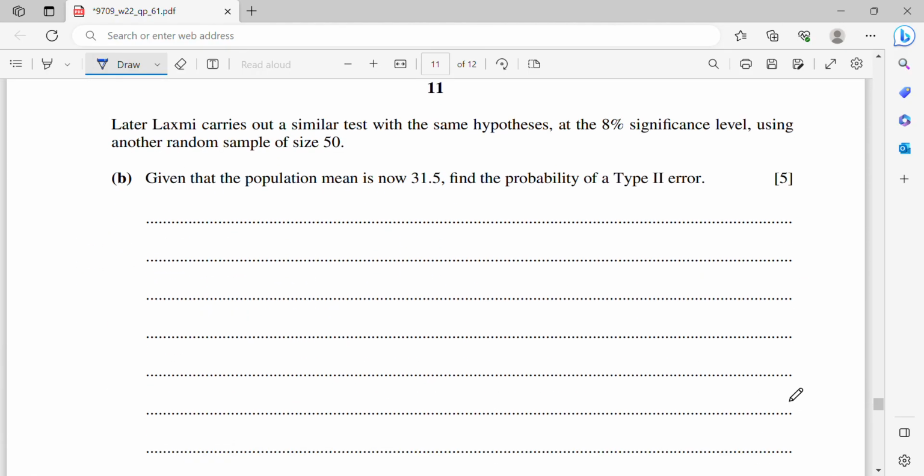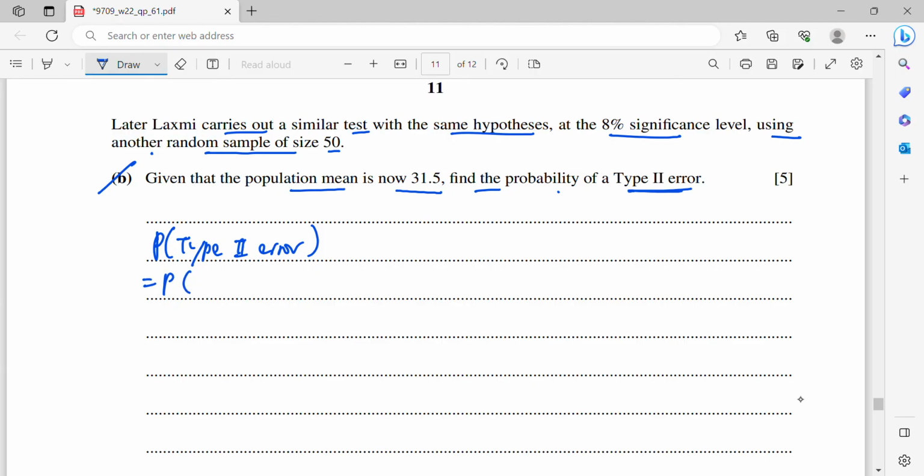Alright, so now later Lakshmi carries out a similar test with the same hypothesis at 8% significant level using another random sample of size 50. Now B, given that the population mean is now 31.5, find the probability of a type 2 error. Okay, so now the type 2 error is defined as H0 is false, but then we do not reject H0. Okay, that's the definition for type 2 error.